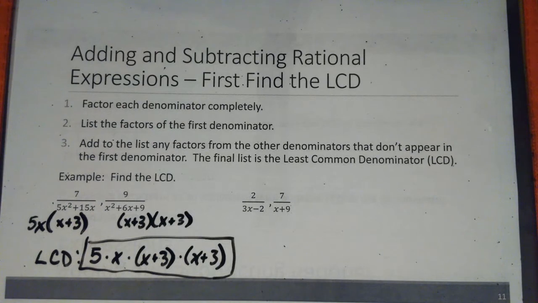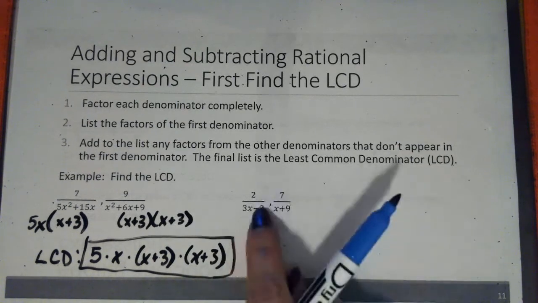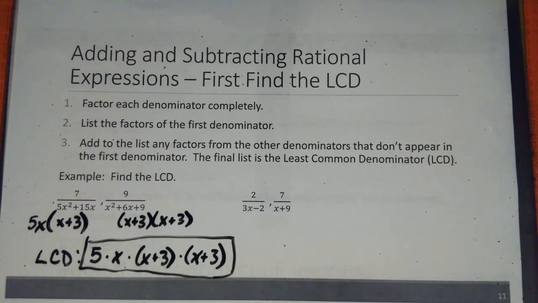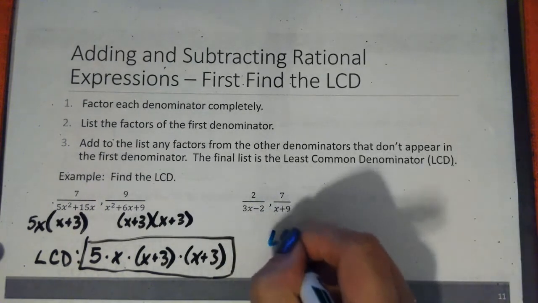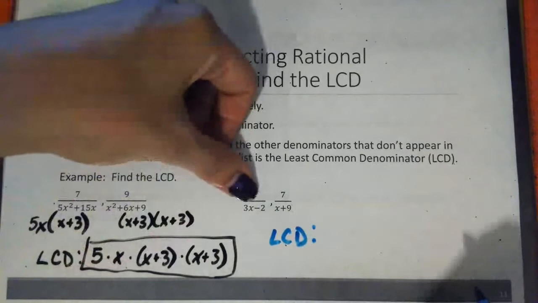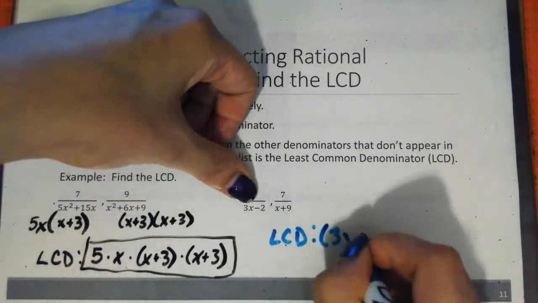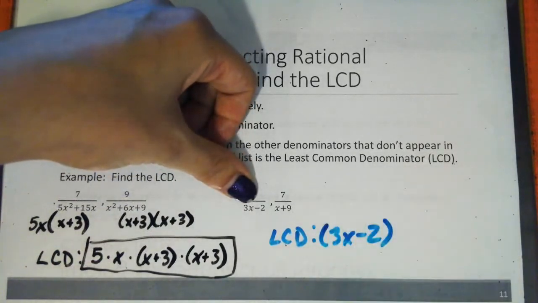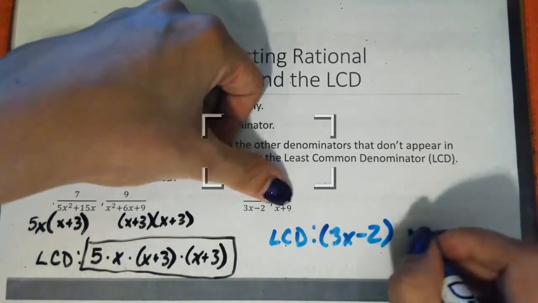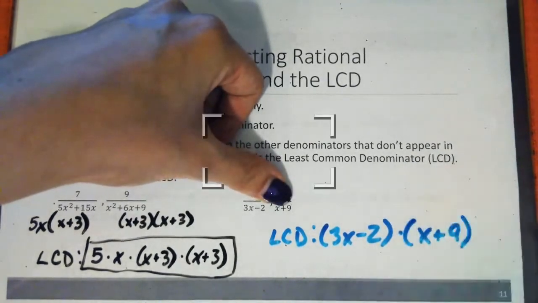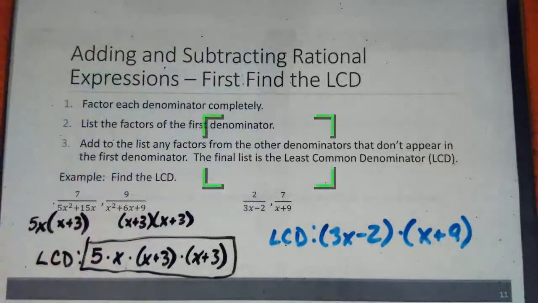In the second example, we're looking at 2 over 3x minus 2 and 7 over x plus 9. Unfortunately, neither of these two denominators are going to factor. So our least common denominator here will be the first denominator, 3x minus 2, because it doesn't factor. X plus 9 isn't on my list, so that's going to be my second factor. So sometimes your least common denominator is just going to be your denominators multiplied together. No fun, but it does happen.